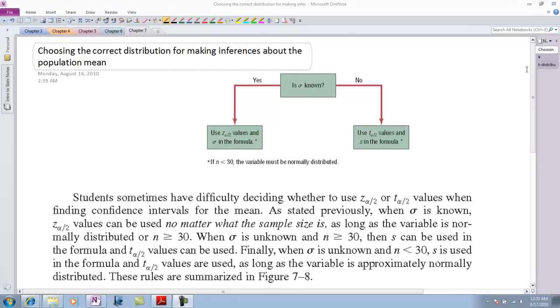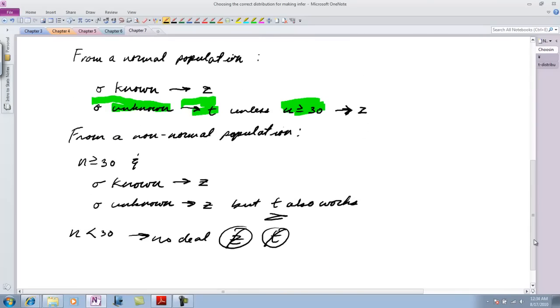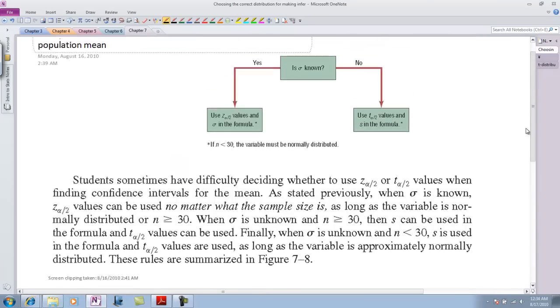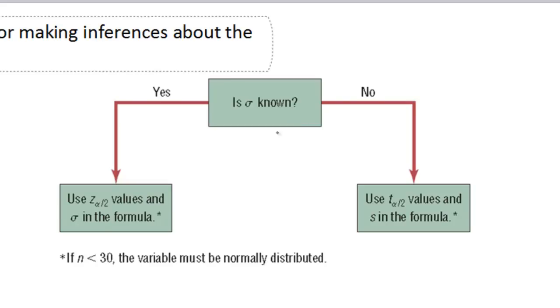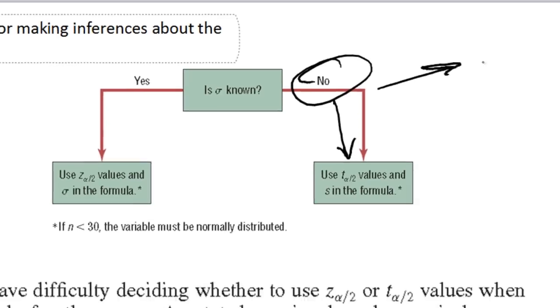This is Ken Rosever. We're going to talk about t-distributions. In another video, we talked about t-distributions and when you use them. I made this analysis, but the main idea was if sigma is not known, then you use t. However, there's some caveats.